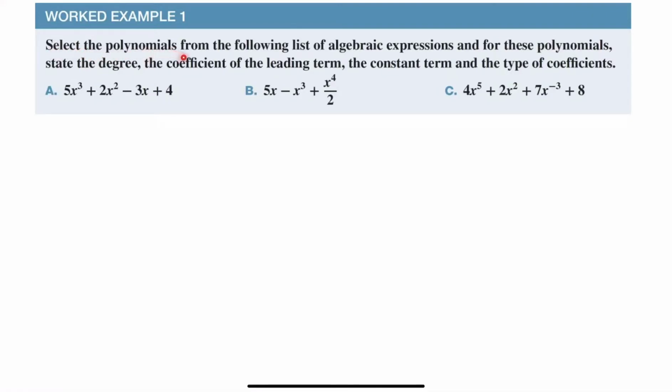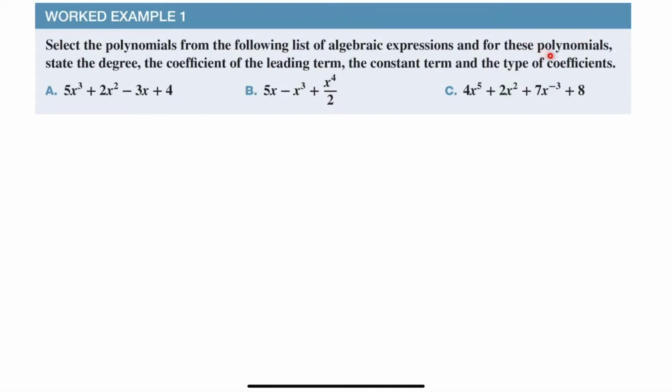Select the polynomials from the following list of algebraic expressions, and for these polynomials, state the degree, the coefficient of the leading term, the constant term, and the type of coefficients. Let's look at the first part first. Select the polynomials from the following list. So not all of them are necessarily polynomials.